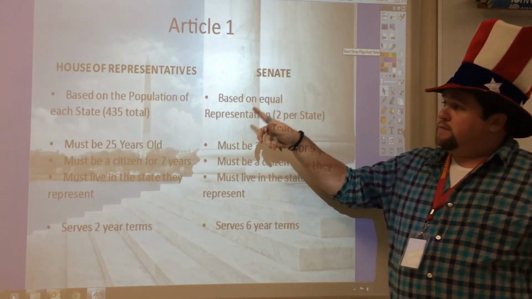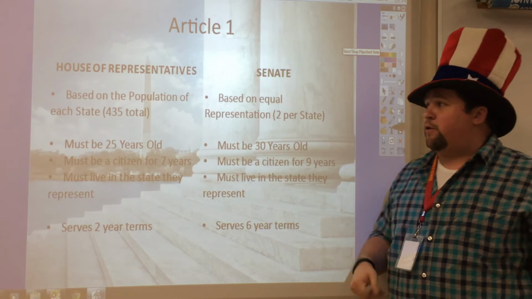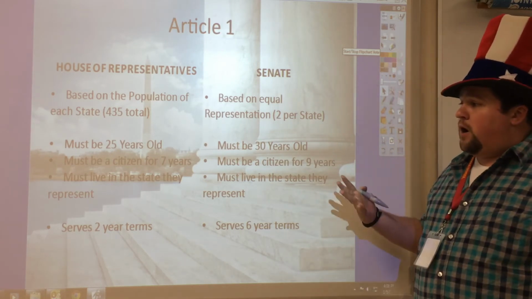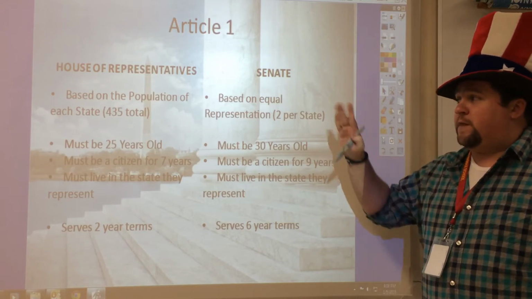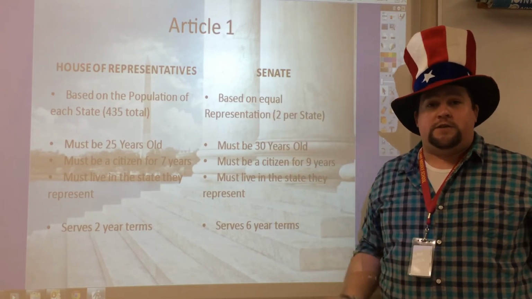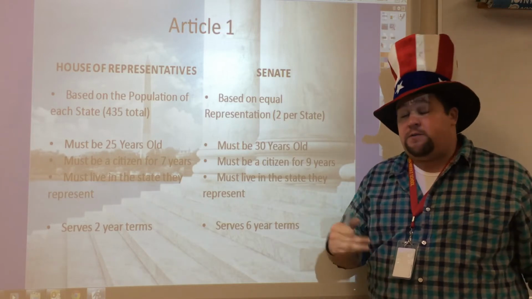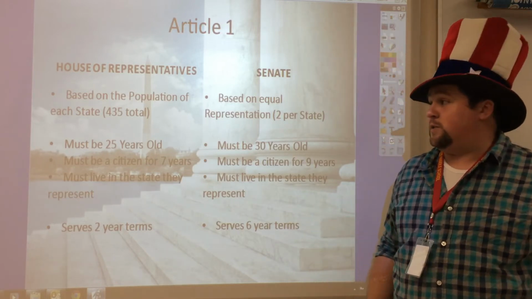The House of Representatives is based on population. So in total, there are 435 members of the House. The number of people for your state that is in the House is different for every state. Some states have a lot, some only have one. It just depends on how many people live in the actual state.